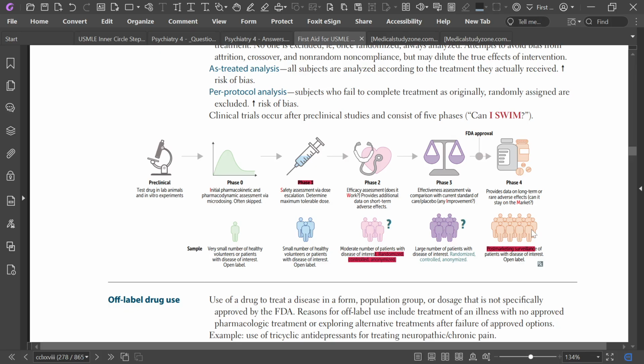Phase zero is like the pharmacology, the pharmacokinetic and pharmacodynamic properties, and phase one is safety, phase two is efficacy, and phase three is effectiveness between the current treatment and the placebo, and phase four is the post marketing, like long-term side effects.